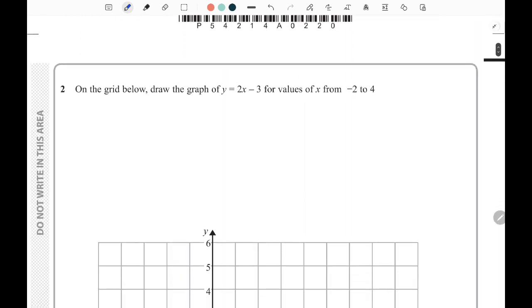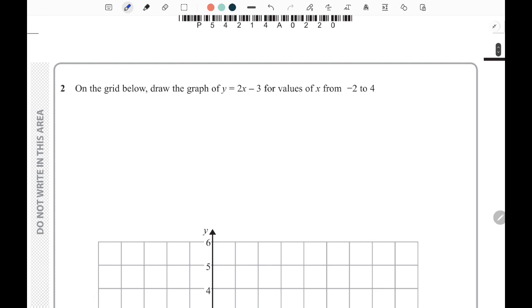It says, on the grid below, draw the graph of y equals 2x minus 3, and they give you specific values, minus 2 to 4. Now, the reason they've left you all this space here is they're expecting you to do a graph table. So a table of values for x and y in that range, minus 2 to 4. You don't need to draw lines or anything like that. Just put x and y and the values of x that we want: minus 2, minus 1, 0, 1, 2, 3, and 4.